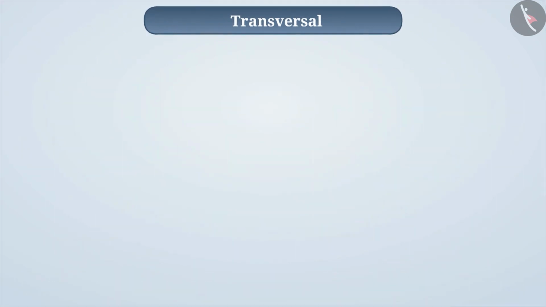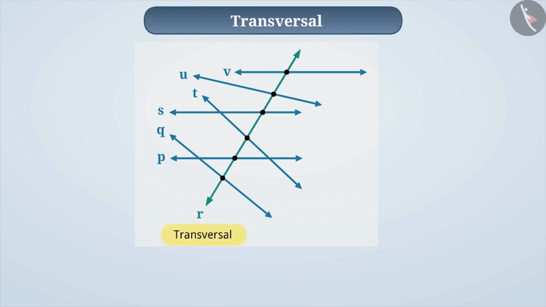So, tell me, what will be the number of points of intersection of the transversal of 6 lines? Think for a while. Absolutely correct. The number will be 6.